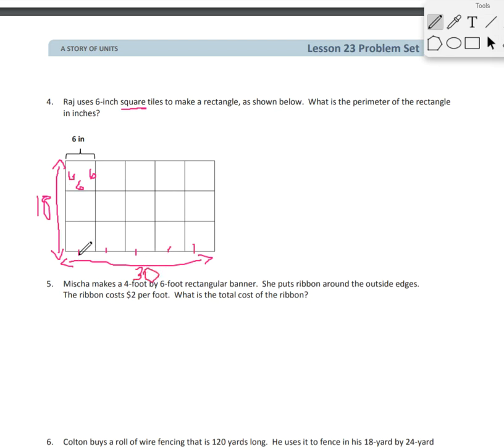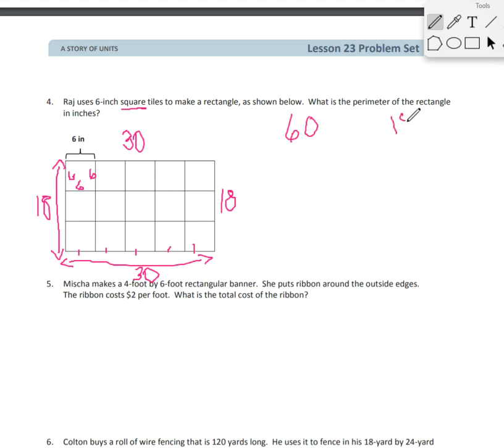Again, I reached 30 because this is 6, and that's 6 more, that's 6 more, that's 6 more, that's 6 more. All of these are 6 on all sides. So if that side is 30, this side's 30, and this side also has to be 18. All right, 30 and 30, that's one of my doubles facts. I know that's 60. 18 and 18, let's see.